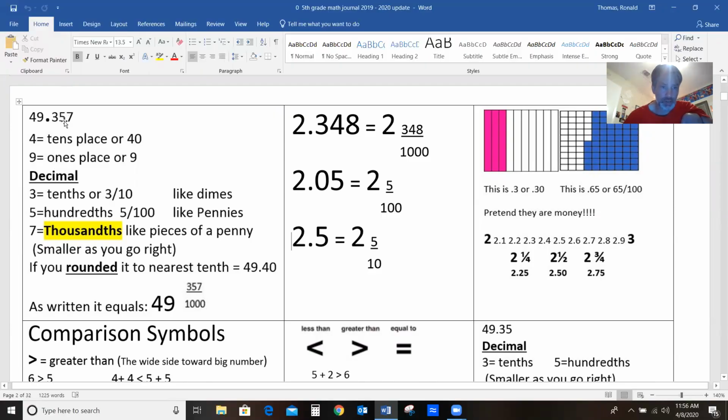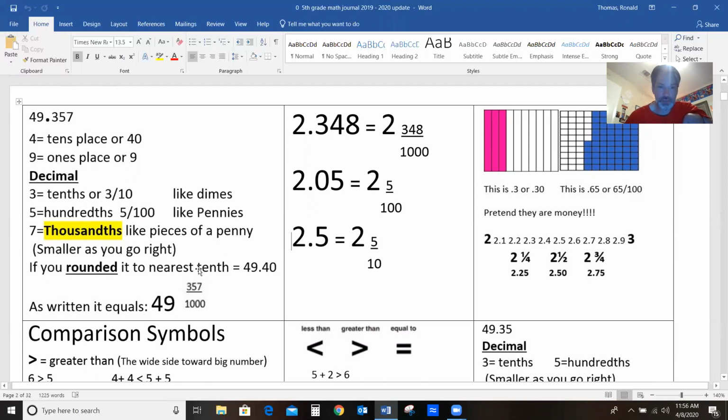5 is in the hundredths place. So notice it's in the hundredths place right there. So 5 out of 100. See right there? I'm moving this cursor around. Like pennies. 7's in the thousandths place, because it's right there. Like pieces of a penny. Smaller as you go to the right.